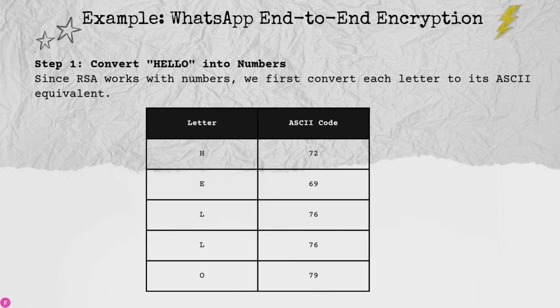Step 1, we need to convert the word hello into numbers. Since RSA works with numbers, we first convert each letter to its ASCII equivalent. So the letter H is equivalent to 72 in ASCII code, E is 69, L is 76, and O is 79.